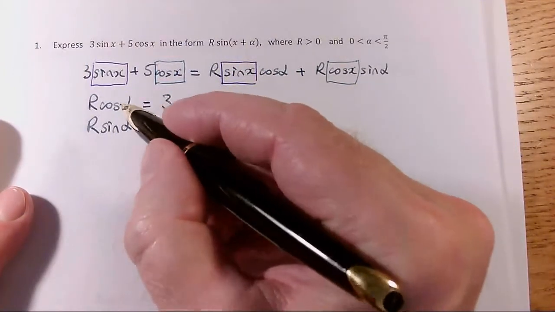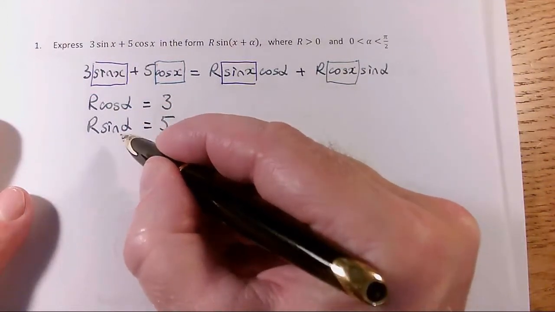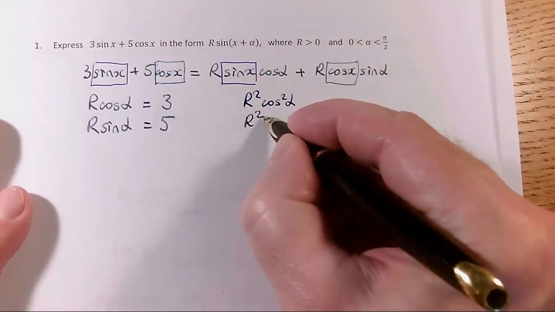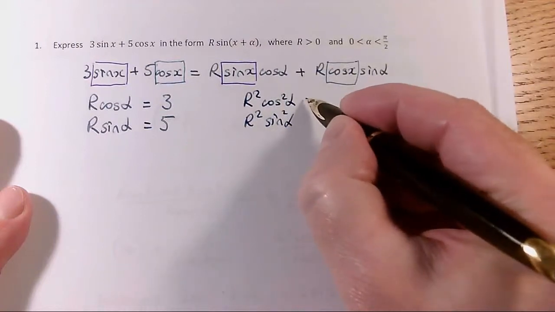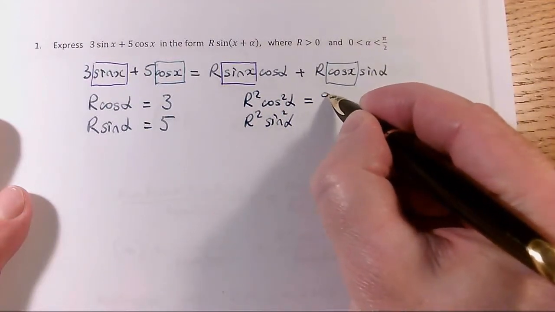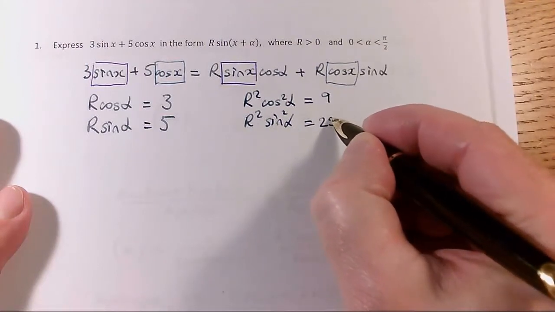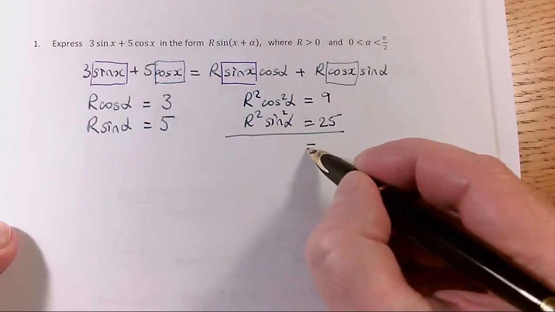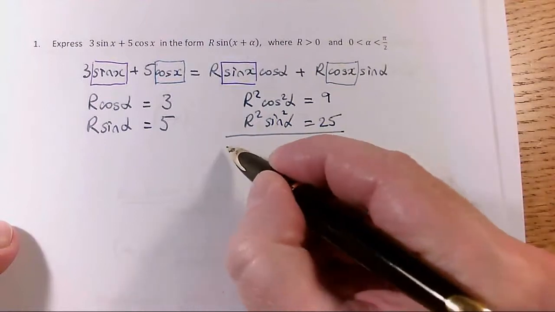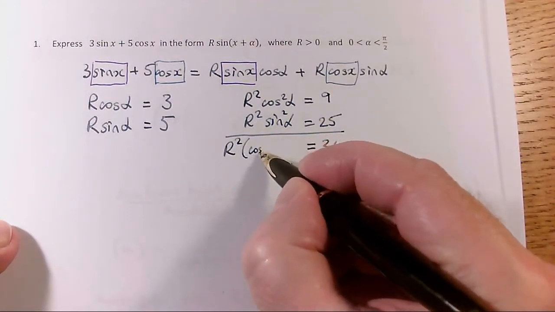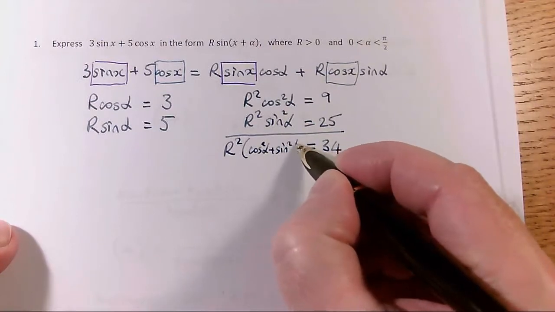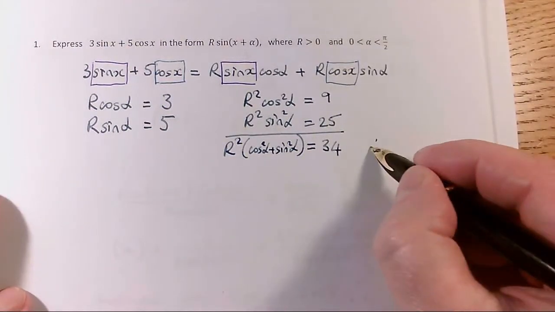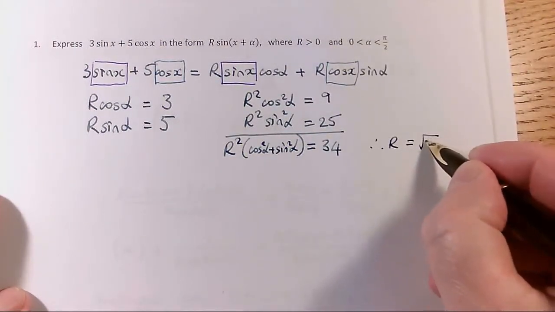But the idea we're going to use is that cos squared alpha plus sine squared alpha is 1. So if I square both of these, I'll get r squared cos squared alpha, and I'll get r squared sine squared alpha. And the answers to those will be 9 and 25. Okay, so if I add the two together, then here I'm going to clearly get 25 plus 9, which is 34. And here I'm going to get r squared times cos squared alpha plus sine squared alpha. But this bracket of cos squared alpha plus sine squared alpha is 1. So r squared is 34. Therefore, r equals the square root of 34.